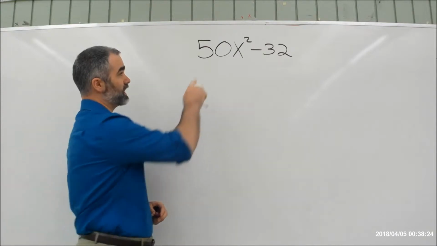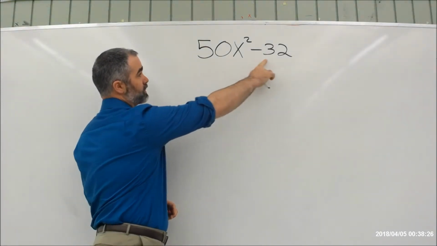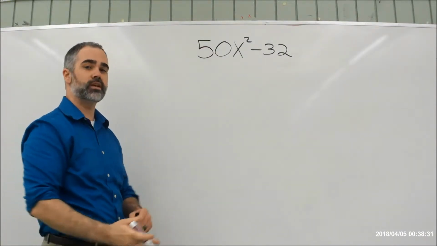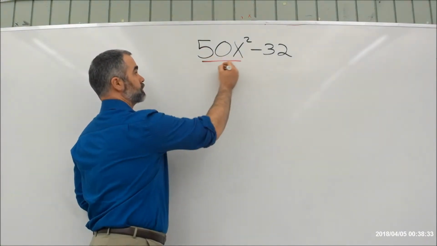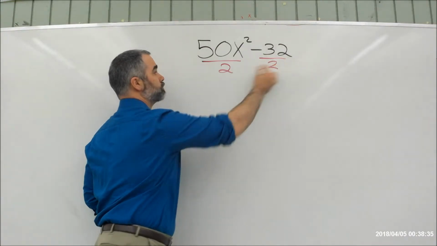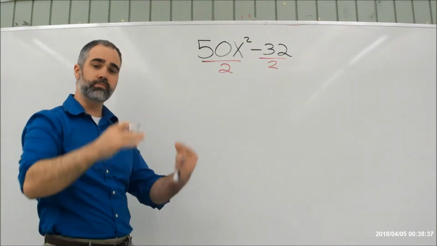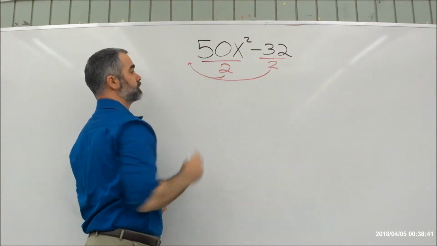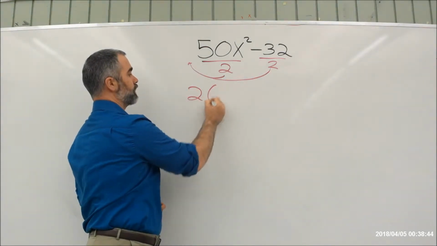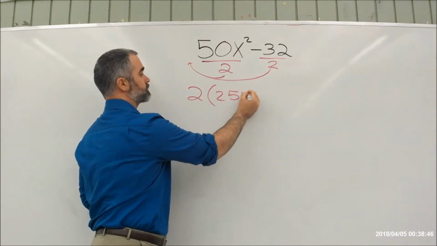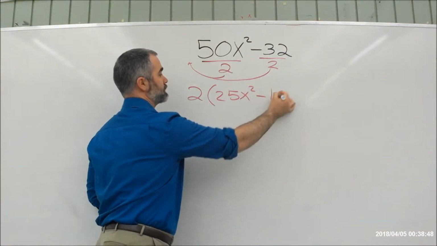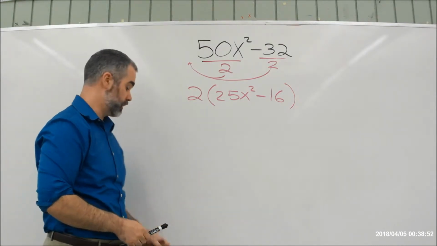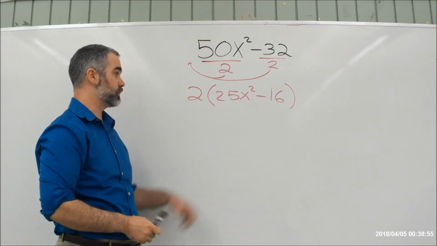So in this one, I'm going to see that 50 is even and 32 is even. So I'm going to divide both of these by 2 and see if that helps me at all. Remember, when we're dividing by 2, we're really undistributing a 2 from both terms. So that 2 is going to come out front here. And I'm going to be left with 25x squared minus 16. And I'm hoping if you see this one here, that this is going to look a lot nicer for you.